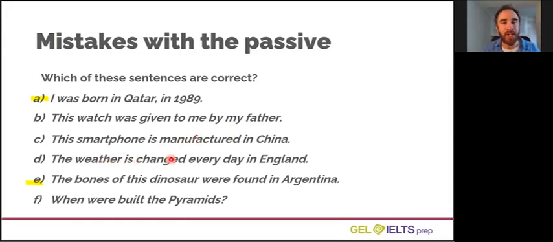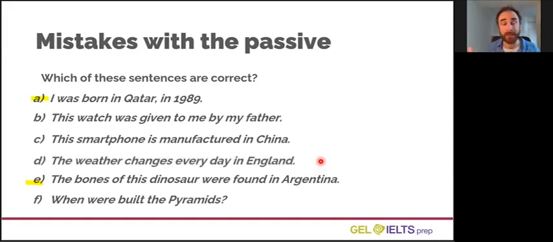D, the weather is changed every day in England. Who changes the weather? It's difficult to answer that question. If I use passive here, it's like somebody or something is changing the weather. We don't want passive, we want active. The weather changes. The verb change can be used in active, it can be used in passive. It depends on whether it's happening by itself or whether someone is doing it. In this case, it happens by itself. We just use active. F, when were built the pyramids?